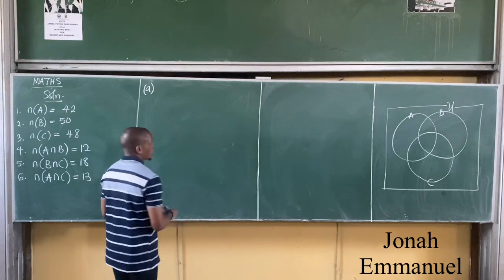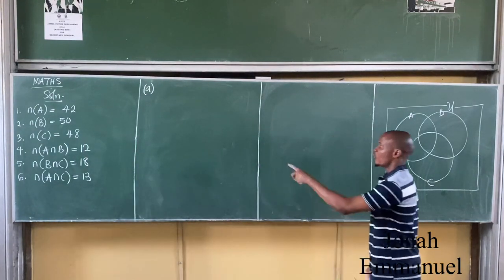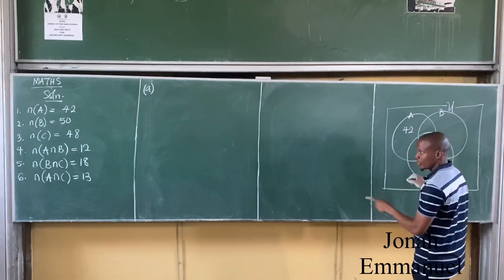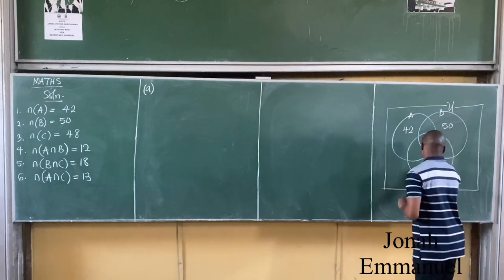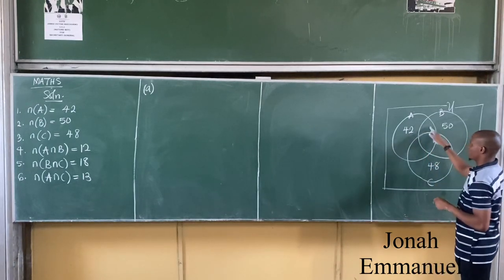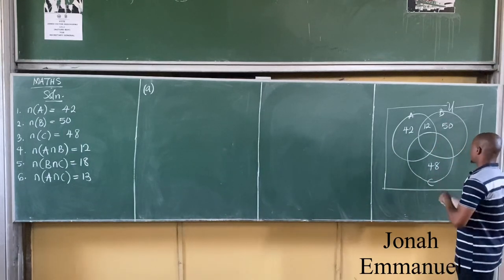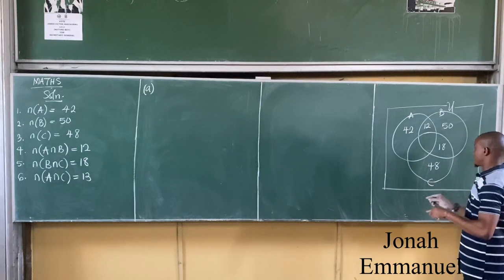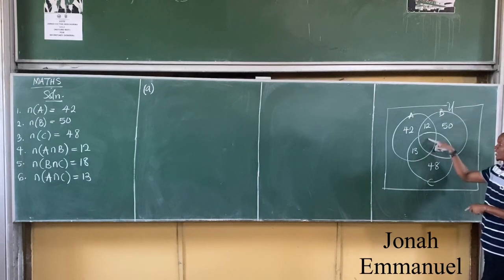Number of wives. So look at this. Input these values into the Venn diagram. For A, the set is 42. For B is 50. For C is 48. For A intersection B, this point, it's 12. For B intersection C, it is 18. For A and C, it is 13. Find out how many used all three brands.